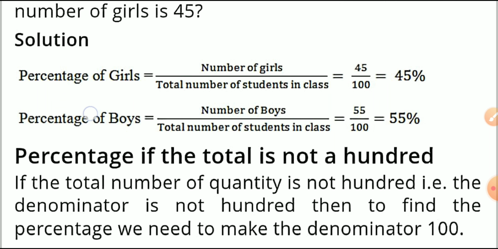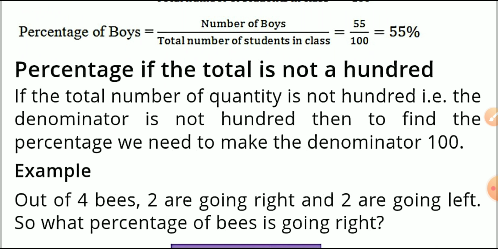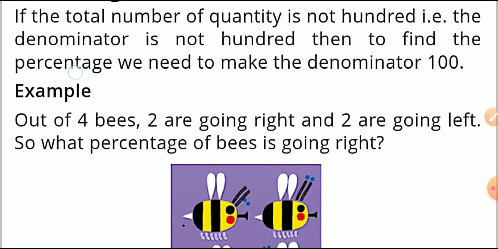Percentage if the total is not 100. How do we calculate the percent if the total is not 100? I already mentioned above how to calculate it. See one more example of the same. Out of 4 bees, 2 are going to the right and 2 are going to the left. So what is the percentage going to the right? 4 bees is the total number of bees, and 2 are going right.